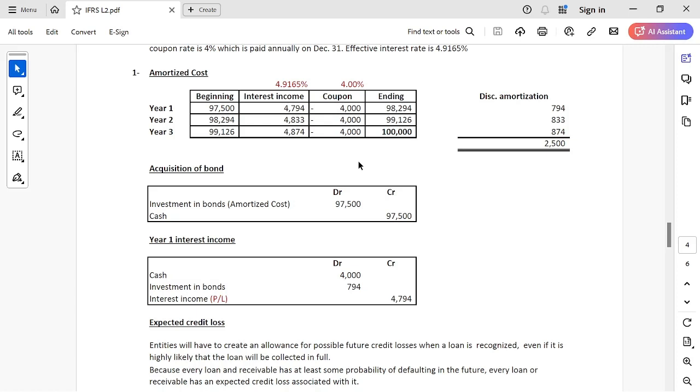So this is how the double entries go. That's just the first year; second year, third year, same logic, same methodology, using the numbers in the table, and so on.